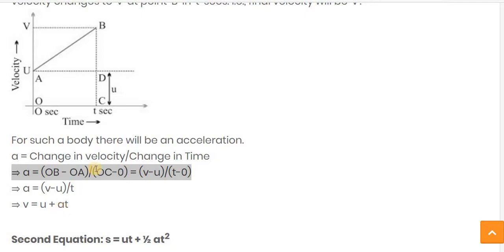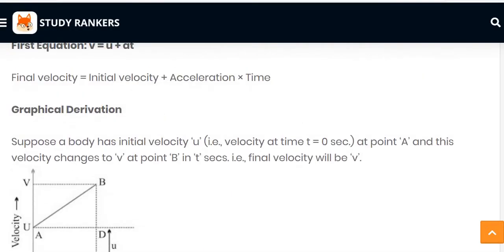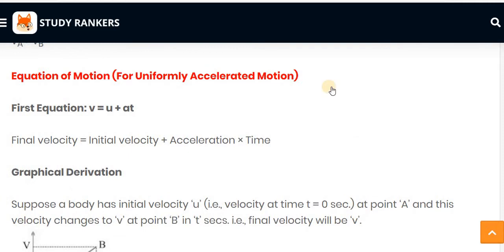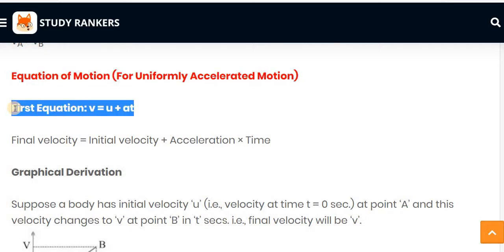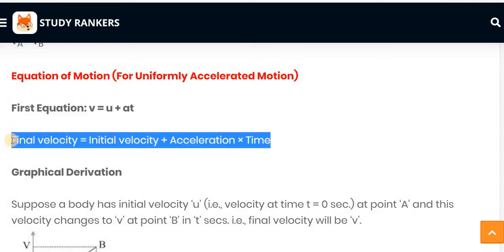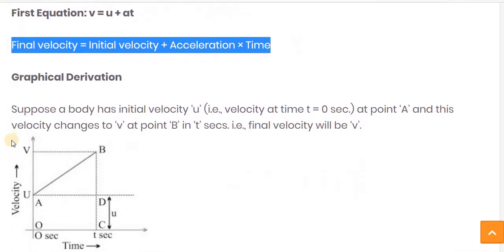Let's revise one more time. This is the first equation of motion and it is for uniformly accelerated motion. The first equation is v is equal to u plus at: the final velocity is equal to the initial velocity plus acceleration into time. So how can we derive this equation in a graphical manner?